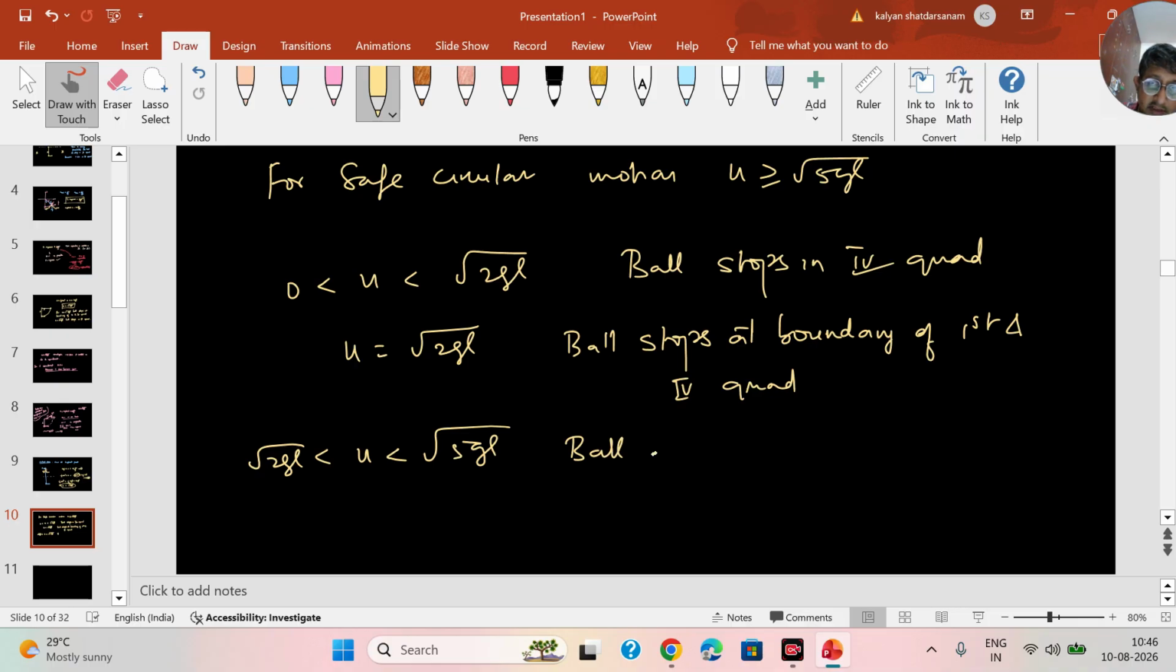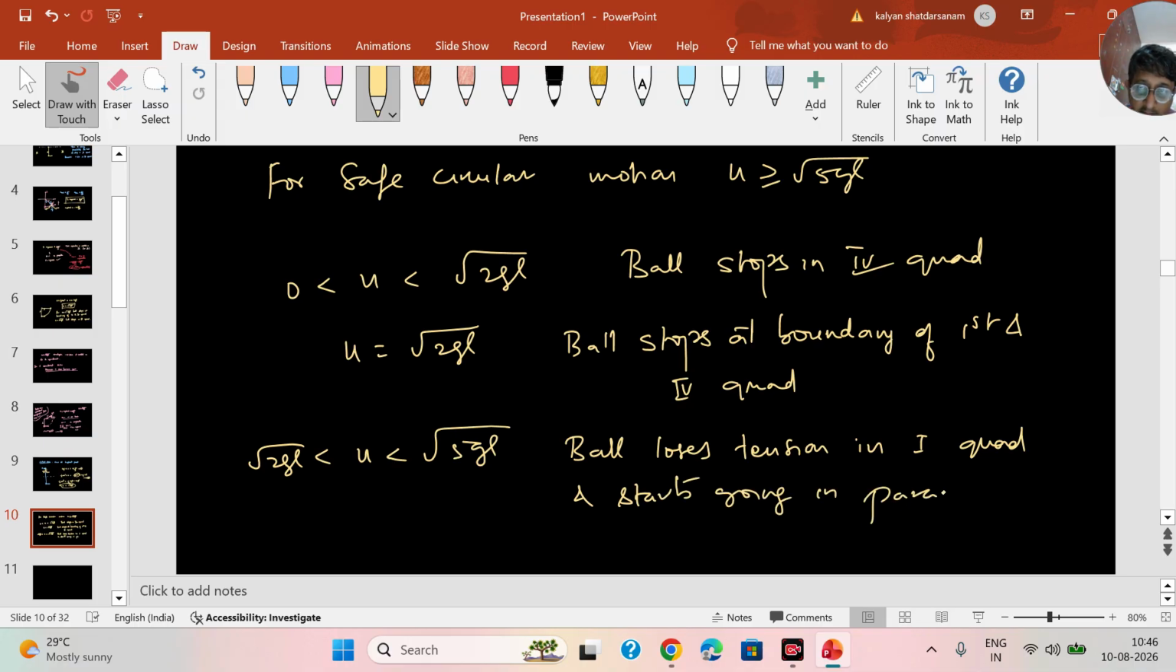the ball loses tension in the first quadrant and starts going in a parabolic path instead of a circle. Why parabola? Because tension is disappeared. Now only gravity is there and velocity is at some angle.